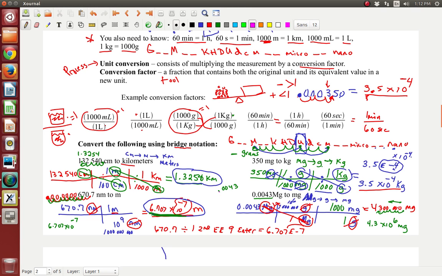Let's use a different color just for the fun of it. 1, 2, 3, 4, 5. That's not right. Mega to milli. 1, 2, 3, 4, 5, 6, 7, 8, 9 places to the right. I don't know what I did. All right, 1, 2, 3, 4, 5, 6, 7, 8, 9 places to the right. Fill in the zeros. And you would see right here I have 4, 3, and then 6 zeros. 4,300,000, which is what I had before.